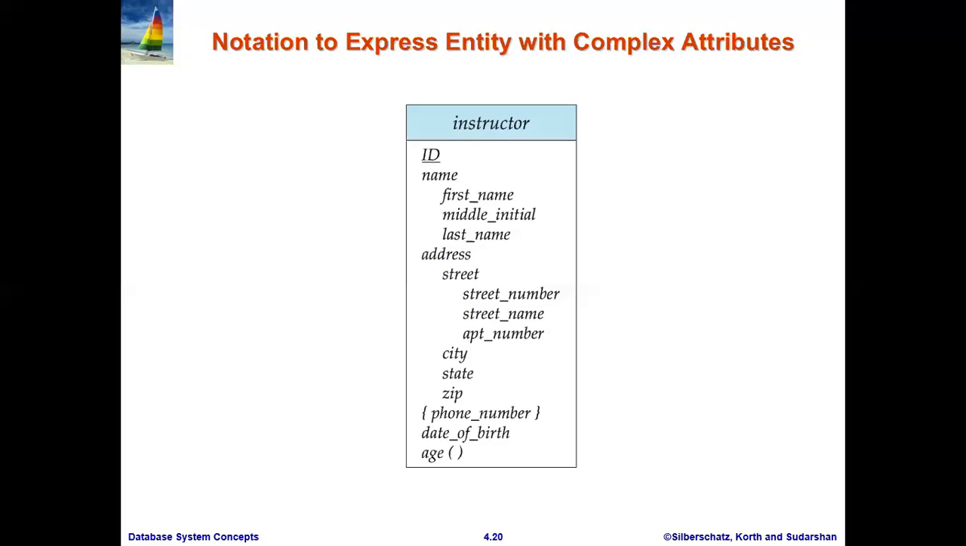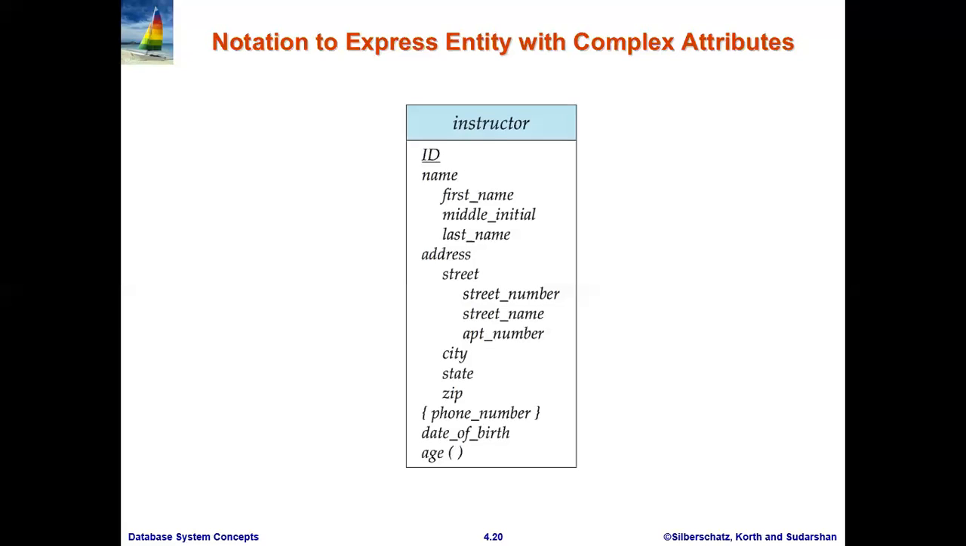Now age is shown as a function. Age will have an open bracket and close bracket. It indicates that this is a derived attribute. So age is a derived attribute. So these are the different notations used to express an entity with all the attributes, that is all the complex attributes, which include simple attribute, composite attribute, single valued attribute, multi-valued attribute, and your derived attribute.